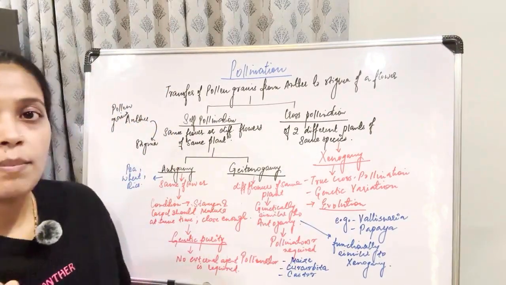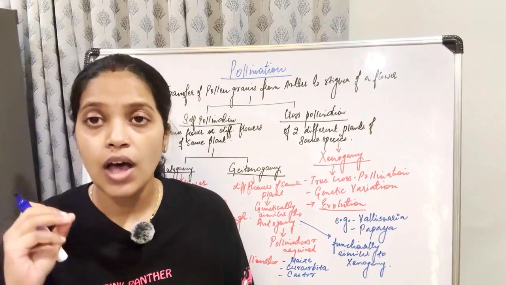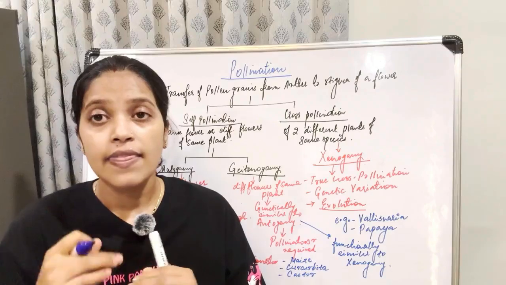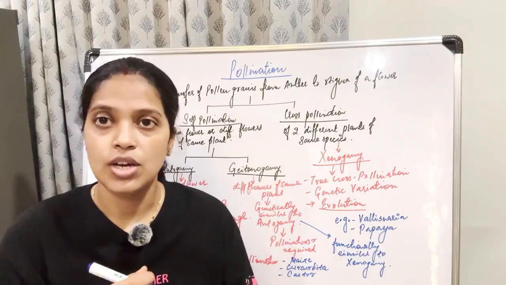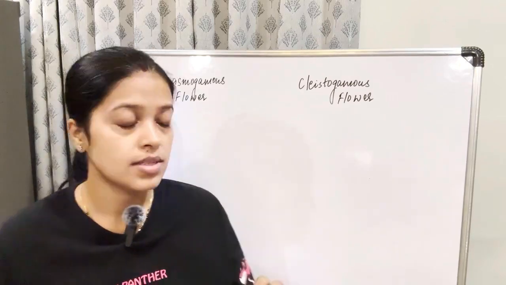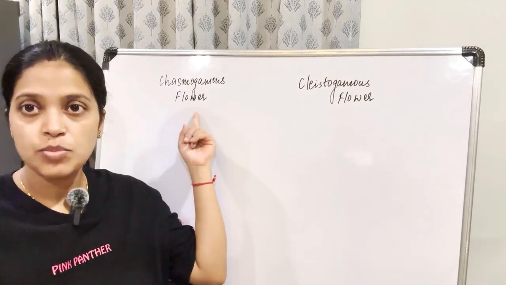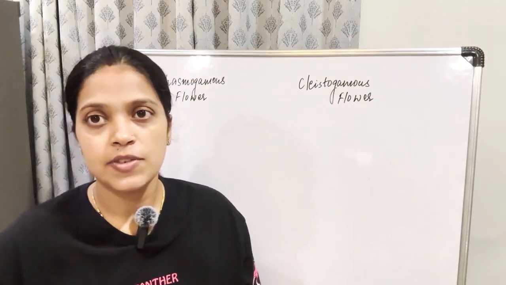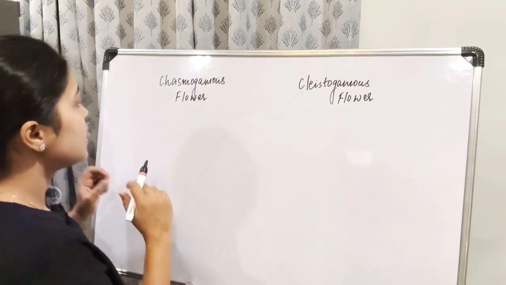Next, we'll talk about the different types of flower based on whether they have an exposed or they have an inert reproductive structures. So based on that, we have two different types of flowers. One is called the Chasmogamous flower and the other one is called the Cleistogamous flower. So let's get to know each of it.